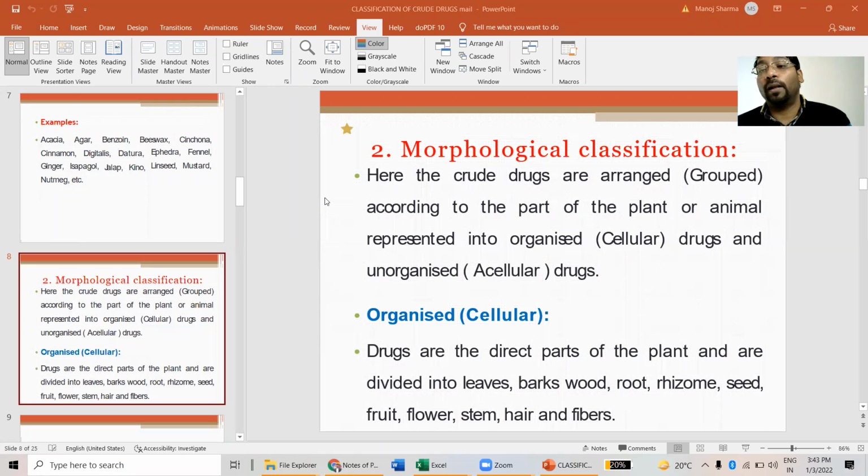If that is obtained from the plants, now the medications which are obtained from the plants and animals, we can again classify into two categories. The medications which we obtain from animals or plants again can be classified into two different sets of categories. One set of category is cellular drugs and another set of category is acellular drugs.